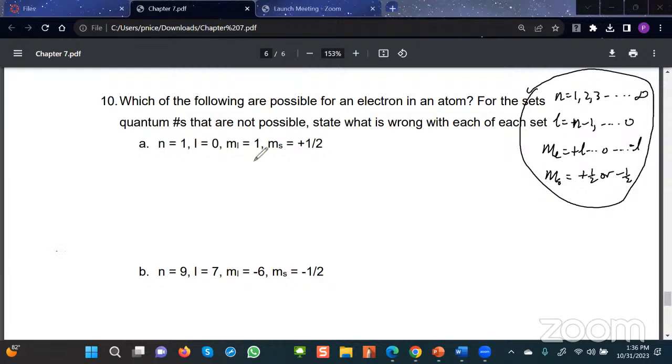The question being asked here is, which of the following are possible for an electron in an atom? For the sets of quantum numbers that are not possible, state what is wrong with each set, right? So this is based on what we have discussed right here. In the case of A, it says n is equal to 1, L is equal to 0, ML is equal to 1, and MS is equal to plus half. Is that possible or impossible based on these rules right here?